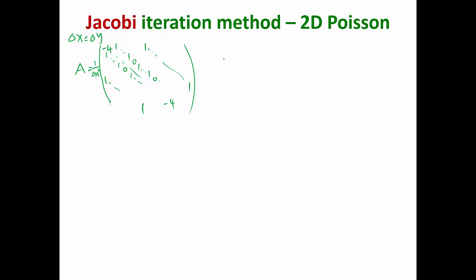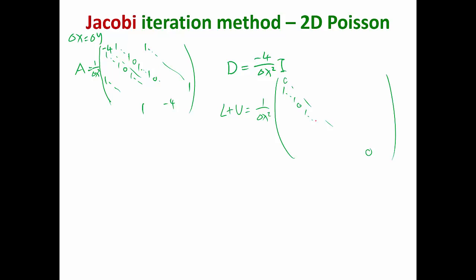Okay. My diagonal D is equal to minus 4 over delta x squared times identity. That identity is a big identity. It's basically the size of the whole mesh, the whole grid. And L plus U is equal to 1 over delta x squared. The diagonal becomes 0 and everything else is the same.